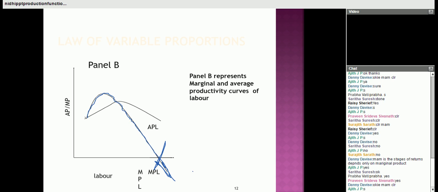Now, coming to average production. Average production is also increasing, but it is increasing at a rate lower than that of the marginal production. So this is the reason why the average production curve is placed lower than the marginal production curve. Okay.